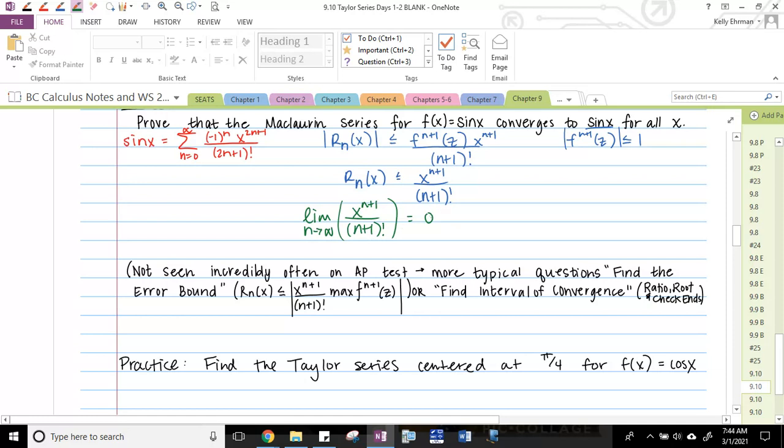Since the limit of the remainder is practically 0 in the end, this says that sine x is equal to its power series, or its Taylor series, I should say, for all x in the real number system, or on the interval of convergence, negative infinity to infinity.